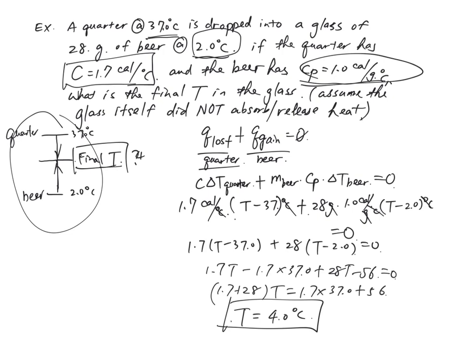So with the quarter lowering its temperature and the beer raising its temperature, those two temperatures will meet at 4 degrees Celsius. And at the time when both the quarter and the beer are at 4 degrees Celsius, your heat transfer process stops. Same temperature, no heat transfer. We will pick up from here in our next lecture.